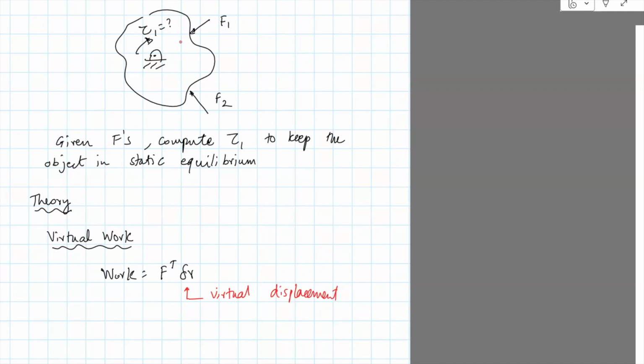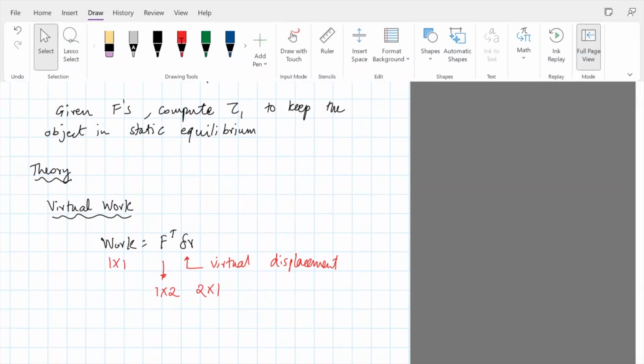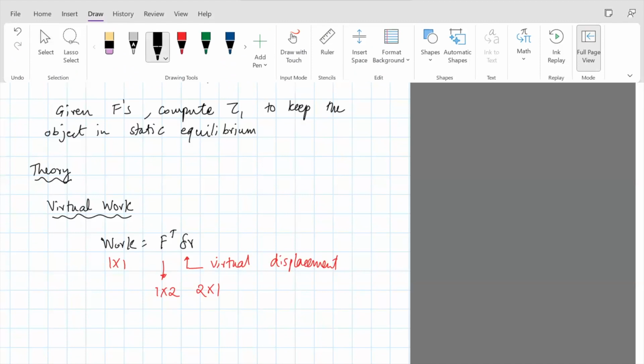Okay, something about dimensions. F is 1 cross 2. Any force in the plane has two components: a force in the x direction and a force in the y direction. dr is 2 cross 1 because there will be displacement in the x and y direction. So when you take the product F transpose times dr, work will be a scalar. This will be 1 cross 1.